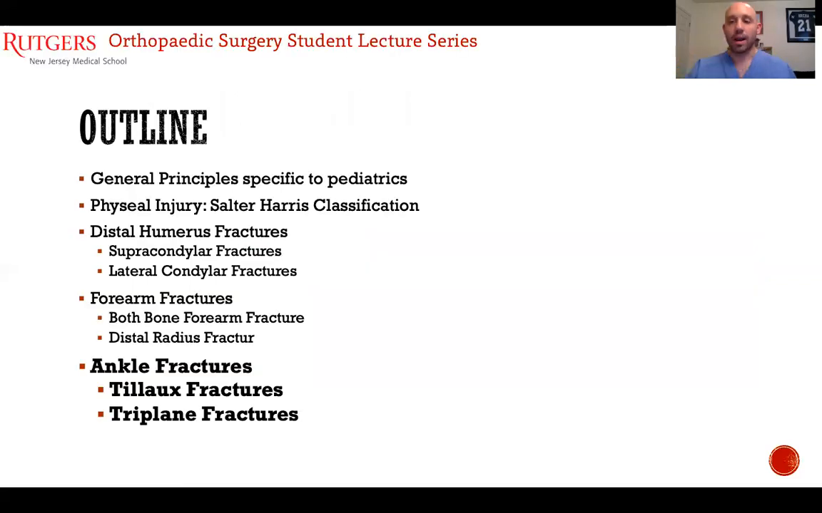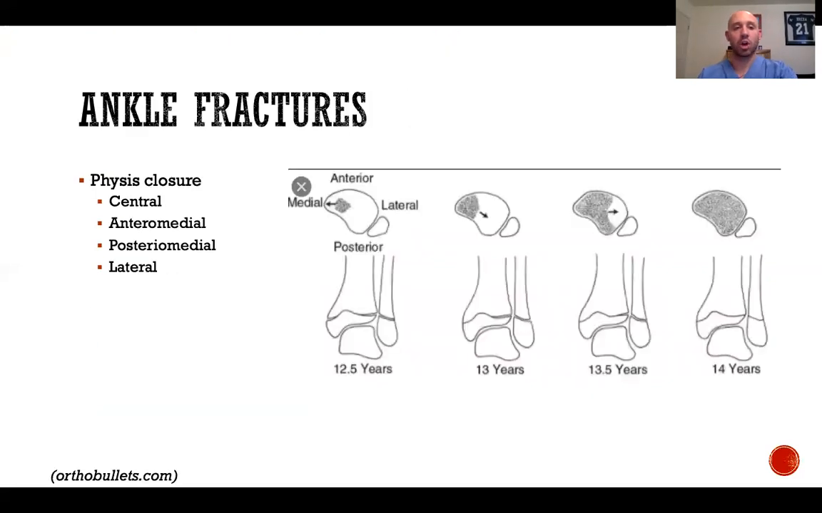Next, let's go on to ankle fractures, and we'll talk about talon and triplane. But before, similar to the elbow, we have to talk about how the physis is affected. And so in this case, the physis closes a little bit different in the ankle. So instead of just closing completely at once through the whole physis, it first starts centrally, and then it goes to the anterior medial portion, then the posterior medial portion, and then the last to ossify is this anterior lateral portion.